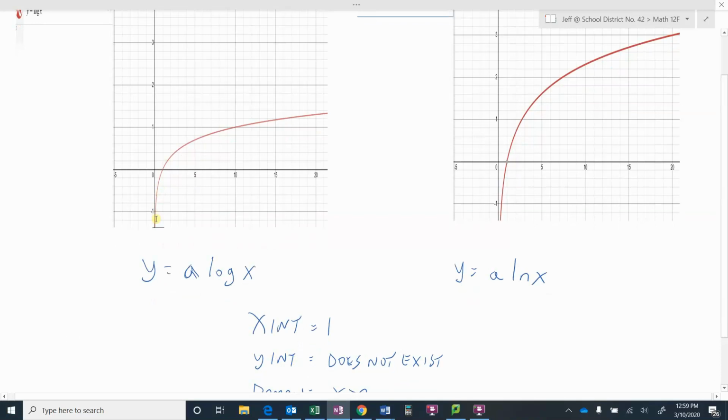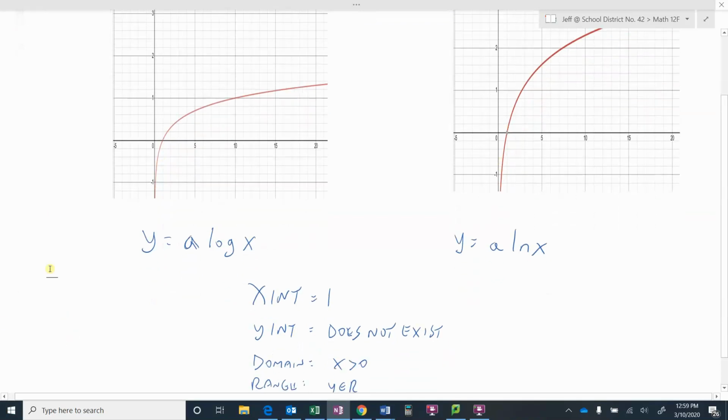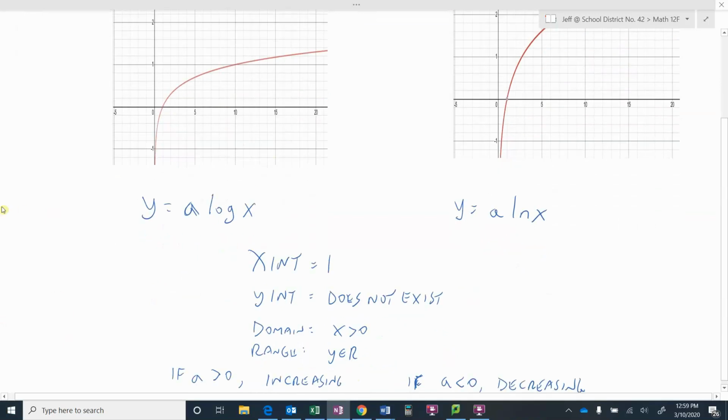It gets close to the y-axis. We call that an asymptote. It gets really, really close to the y-axis but never touches it. So the y-intercept does not exist. The domain of a log function would be x greater than 0, all x values greater than 0. The range would be all real numbers: y goes down forever and continues to gradually go up forever. And then here's the key point. If this number in front of the logarithm is greater than 0, our graph is going to go up. And if our number is less than 0, the graph will end up decreasing.